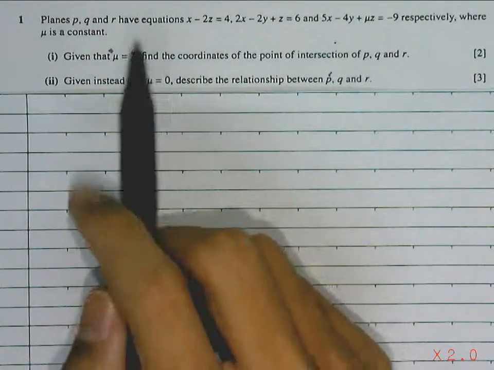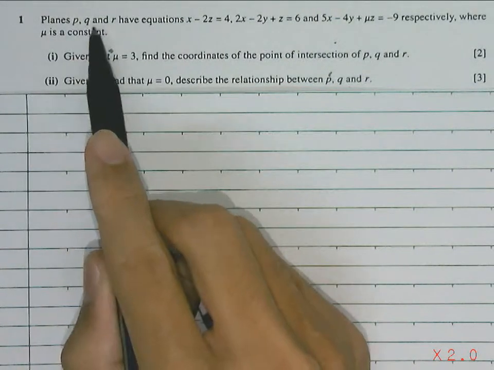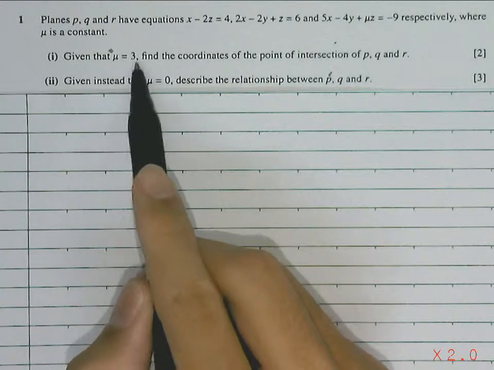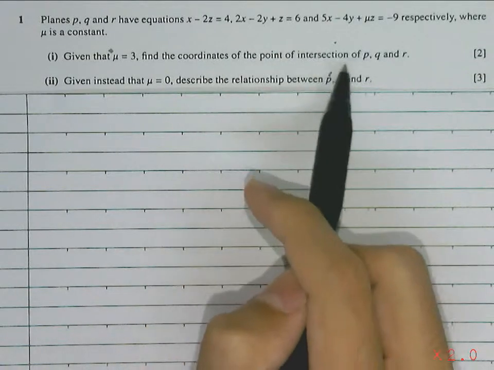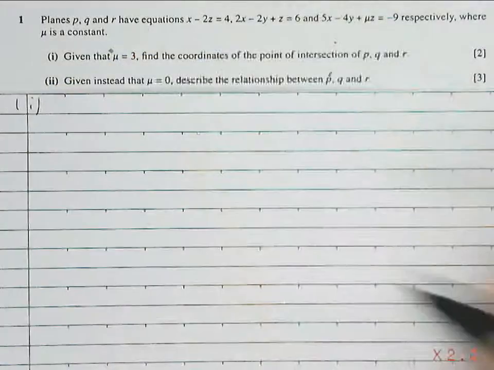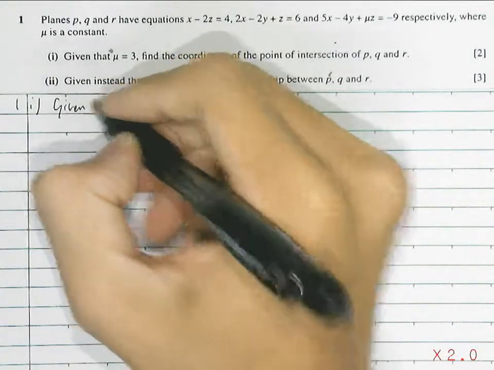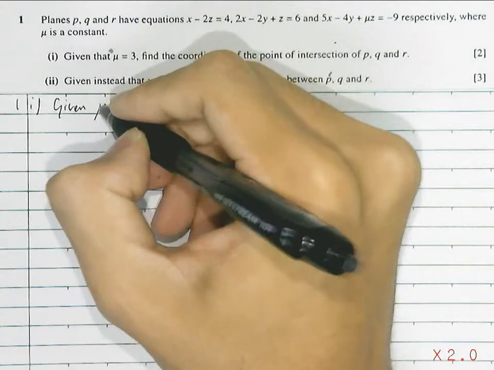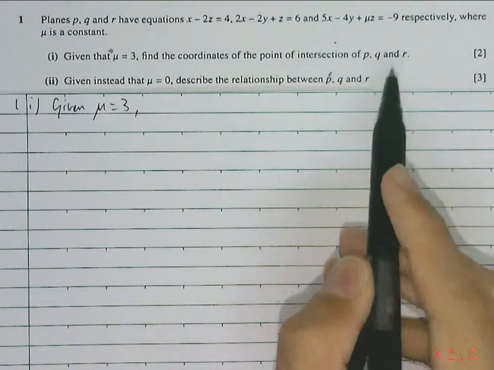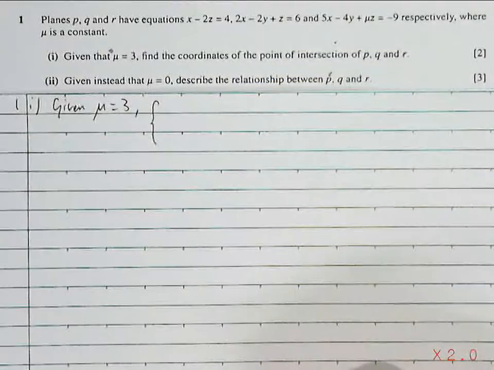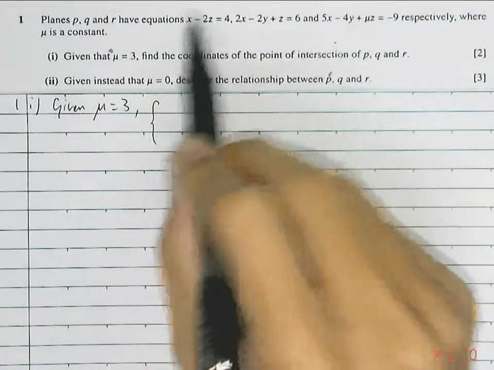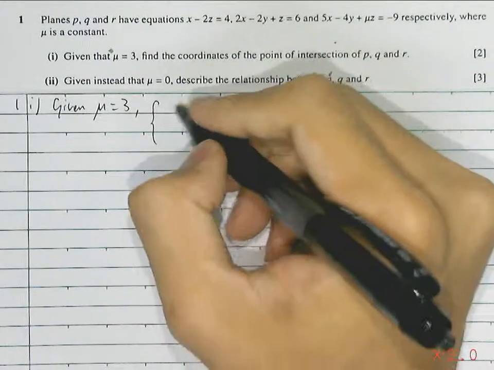So the question tells us the plane equations for plane P, Q and R, where mu is a constant. Part 1 tells us, given that mu equals 3, find the coordinates of the point of intersection for planes P, Q and R. To find the point of intersection of 3 planes, we solve the 3 equations using our GC to find the solution, because the common point between the 3 planes will be the solution of the 3 equations.